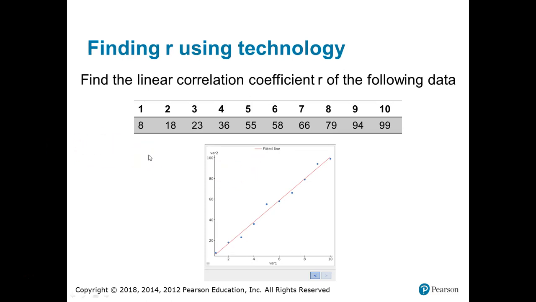So find the linear correlation coefficient of the following data. So we have data pairs 1, 8, 2, 18, 3, 23, 4, 36, 5, 55, and so on all the way to 9, 99. So common sense will tell you, okay, these definitely seem like there's a strong correlation between the two. That red line is kind of that line of best fit. It says fitted line right here, and it definitely seems to be a straight line linear correlation. But let's calculate r using that.